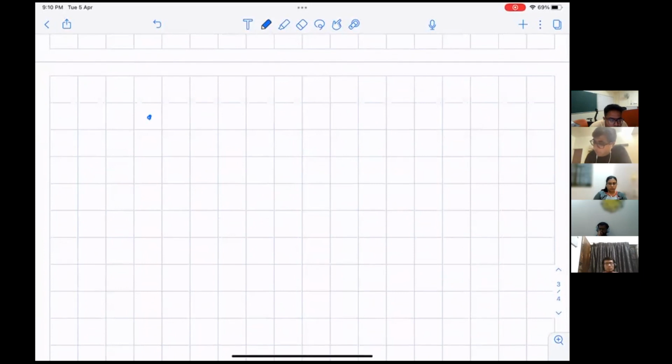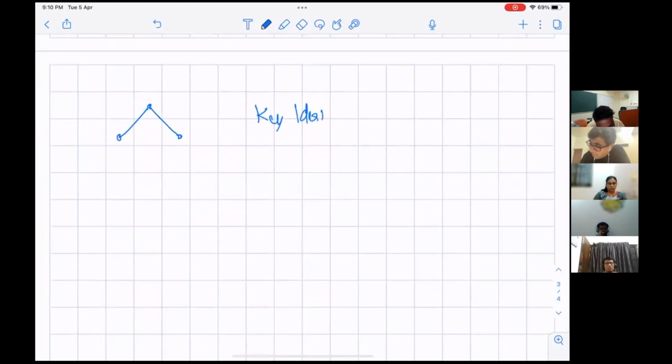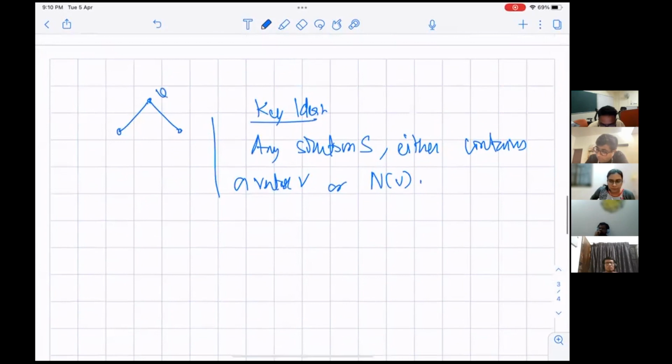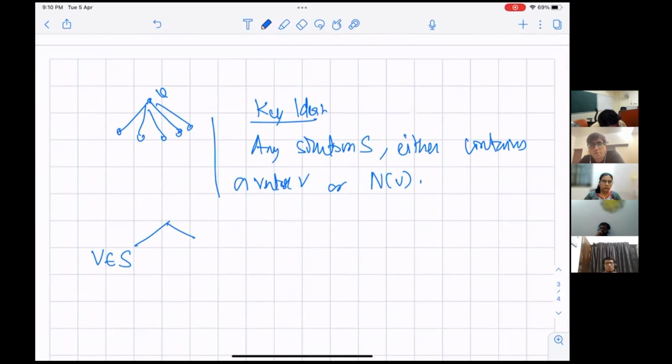And then for vertex cover, we had this nice idea. What is the key idea? Any solution S either contains a vertex V or N of V. Look at any vertex V and its neighbors. Either we decide that V belongs to my solution, or if V does not belong to my solution, then all its neighbors must belong to my solution. So in the other branch, I could do this and recurse.